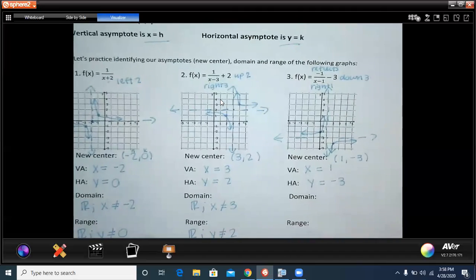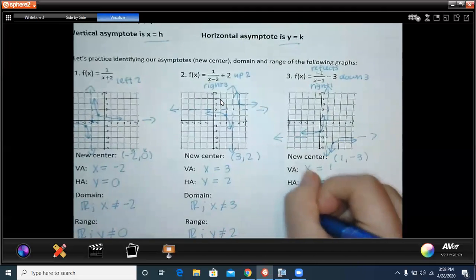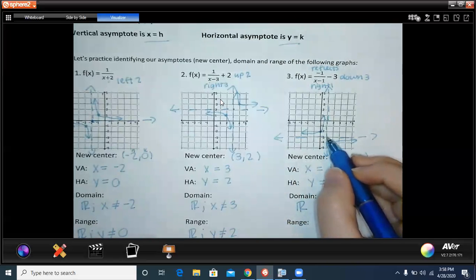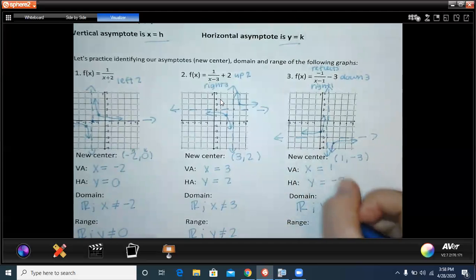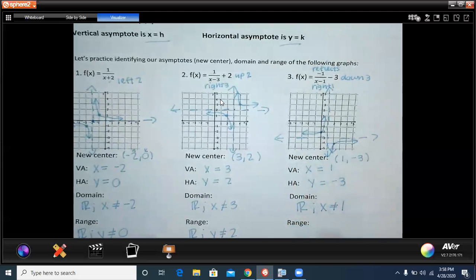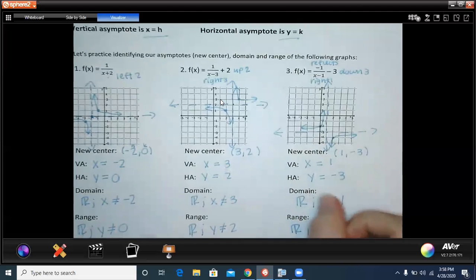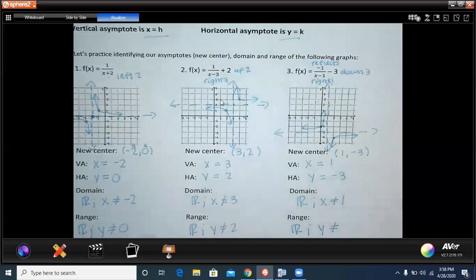All right, so domain, still all real numbers, except it does not exist right here at 1. And range is still all real numbers, but y does not exist at -3 on our asymptote.